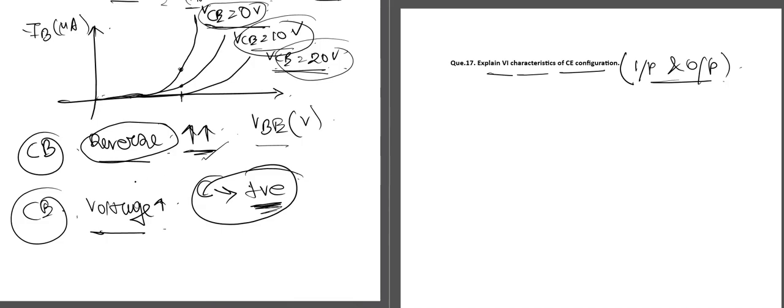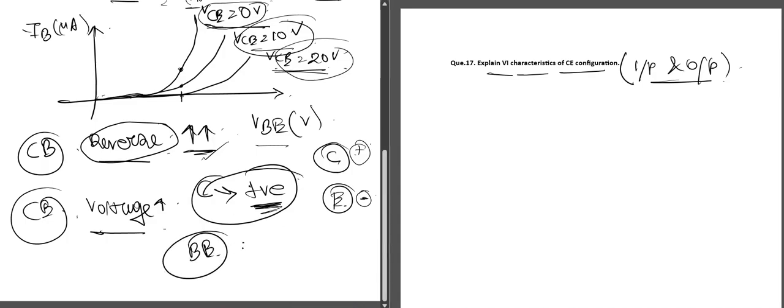This collector emitter voltage is the voltage between the collector terminal and the emitter terminal. So when we are increasing the value of the collector emitter voltage, suppose V of C, this is plus, this is minus. When this voltage is increased, this value of plus is gradually increasing and this value of minus is gradually decreasing. As we know, the base emitter junction was forward biased, which was responsible for the flow of electrons from emitter to the base. Now, as we increase the collector emitter voltage, the value of voltage at the emitter terminal is decreasing. So this forward bias will gradually decrease.